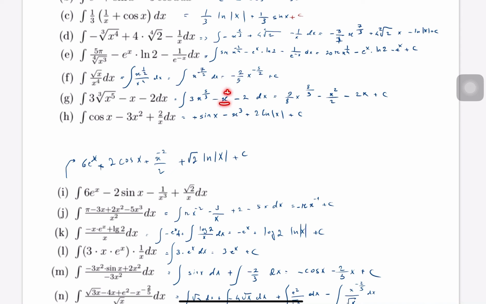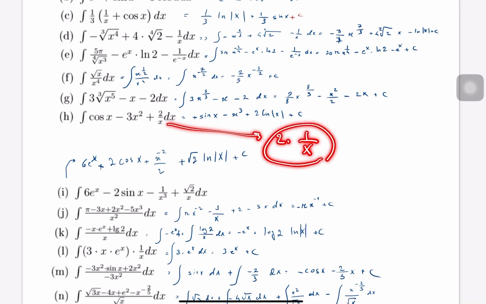And for x we will add a 1, okay, it will be 2, and then you can divide per 2, and the number just add the x here. Cosinus will be sinus, x we add a plus 1 will be 3, and divided per 3, and the 3s cancel each other. And 2 per x means 2 multiply 1 per x, and the integral of 1 per x is ln x, and the 2 is behind it.